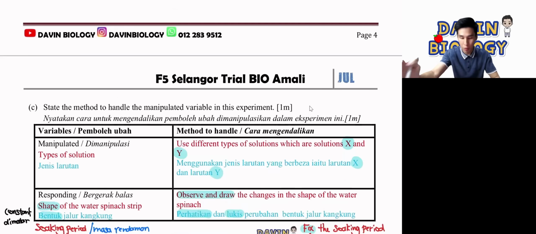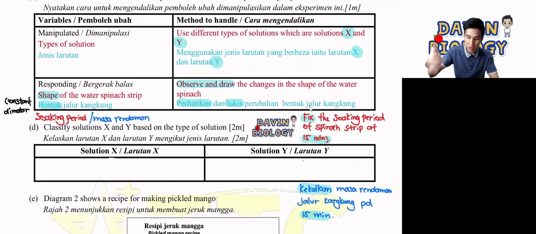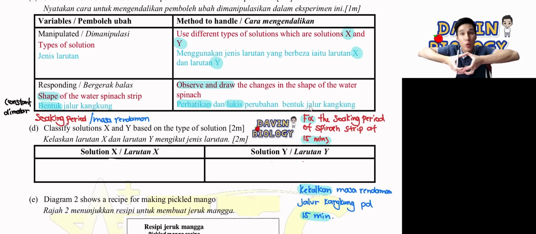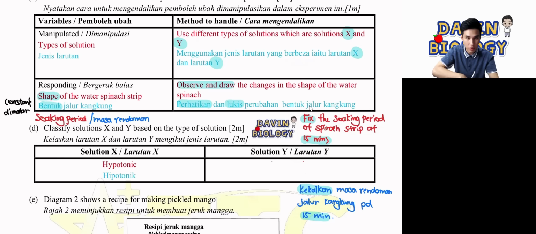Understand? Then moving on, definitely they will ask you to classify the two solutions X and Y. So if they ask you to explain the solution, classify the solution, determine the type of solution, definitely they want you to write hypo and hyper. So remember, if the water goes in and causes the strip to expand, berkembang, it means outside got more water, it's called hypotonic solution. So you always remember hypo is like hypo like water. So hypo always got more water. Then the other one is the opposite, hyper.